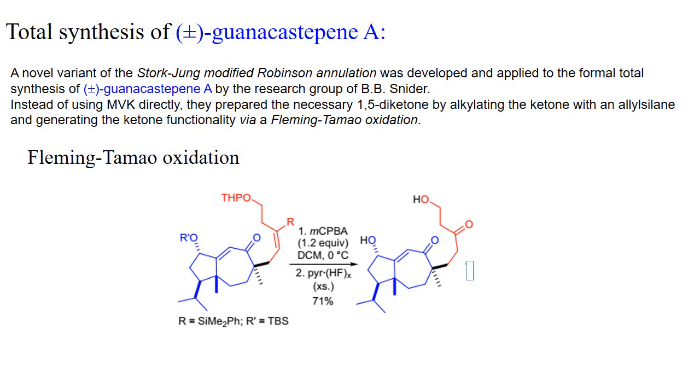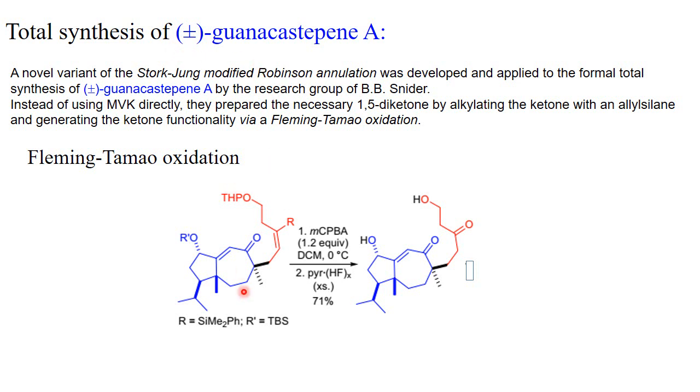Instead of using methyl vinyl ketone directly, they prepared the necessary 1,5-diketone by alkylating the ketone with an allyl silane and generating the ketone functionality via Fleming-Tamao oxidation. So in our previous 3 applications, we have either used methyl vinyl ketone directly or we used a resembling compound of methyl vinyl ketone. And remember, there is a drawback of the use of methyl vinyl ketone. That drawback is the polymerization of the methyl vinyl ketone under aprotic basic condition.